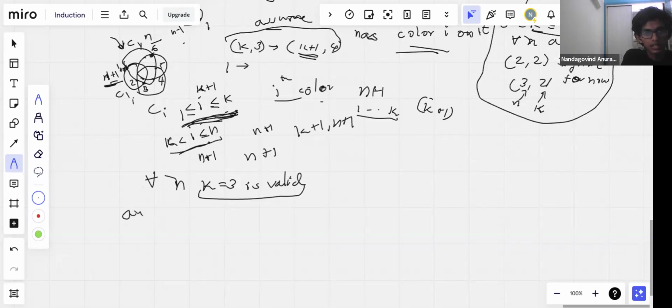And so for all n greater than 4, k equal to 2 is invalid. I'll leave this as probably homework, or I'll mark this as part of the problem set. Both of these are not extremely difficult, but they're also slightly difficult.